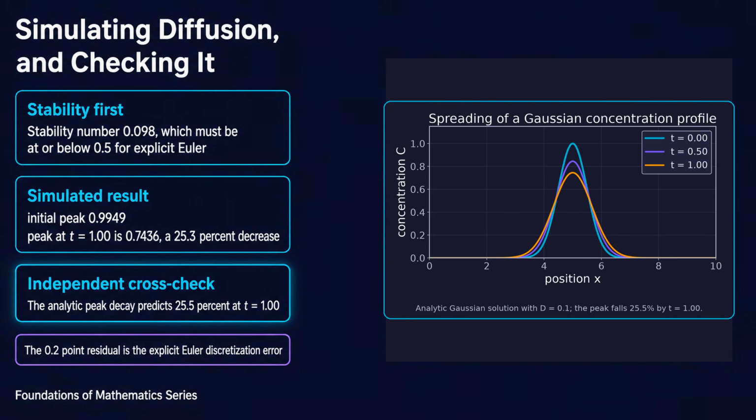Now the crosscheck. The initial profile is itself a diffused Gaussian, so the analytic peak decay is the square root of t0 over t0 plus t, which predicts a 25.5% decrease at that time. The two agree within 0.2 percentage points, the residual being the explicit Euler discretization error.